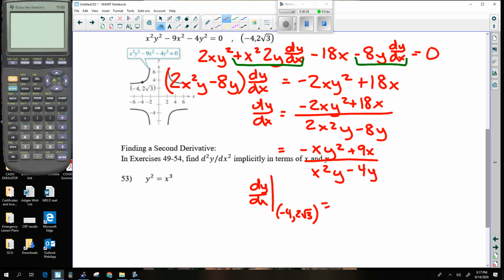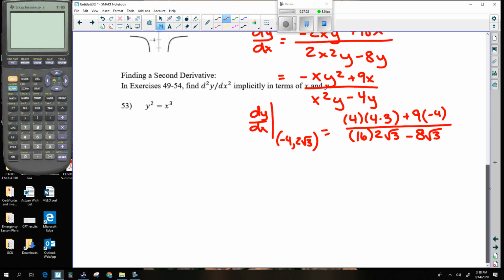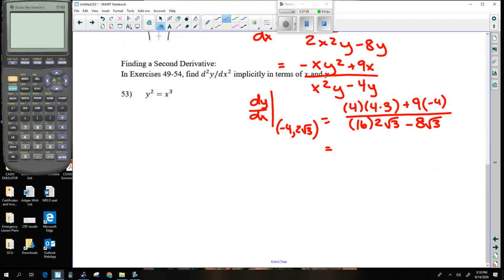All right. So I'm going to do some math and some writing. So negative 4, positive 4. So this is going to be 4. Y squared is going to be 4 times 3. That's y squared plus 9x all over x squared y minus 4y. Dirty math there. I think it's just going to turn out to be a number of some sort.